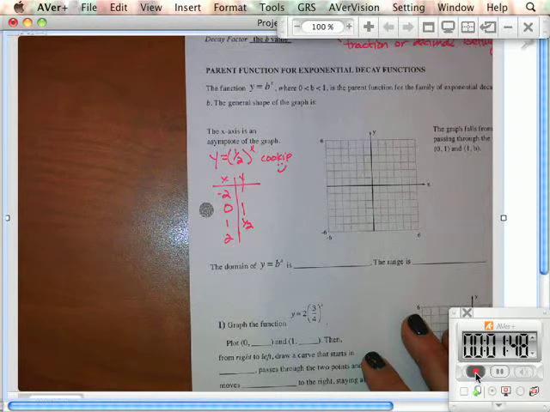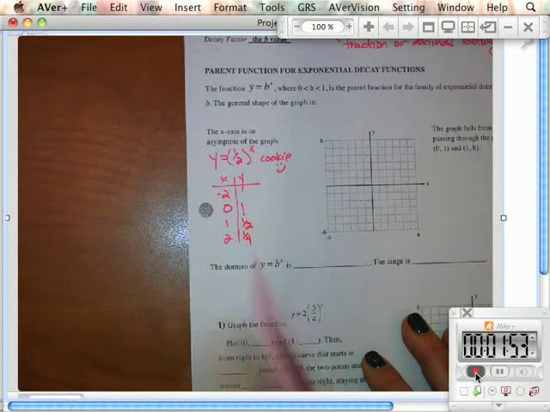If I raise it to the second power, what am I going to have? I'm going to break it in half. I'm going to have 1/4. Correct? 1/2 times 1/2.